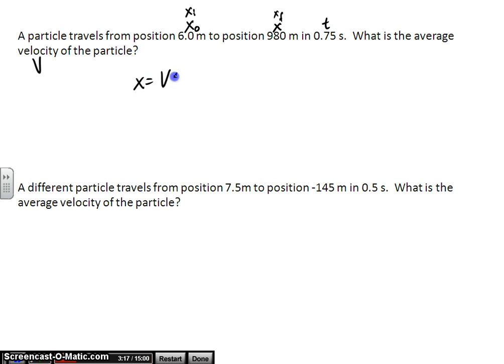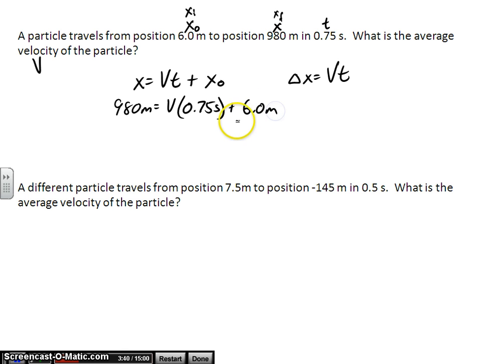I have one equation that works. x equals vt plus x naught. Notice, just like in the last problem, that is the same equation as delta x equals vt. Let's plug in what we know. 980 meters equals v, which I don't know, times 0.75 seconds, plus 6.0 meters. Let's do a little algebra. Subtract 6.0 meters from both sides.